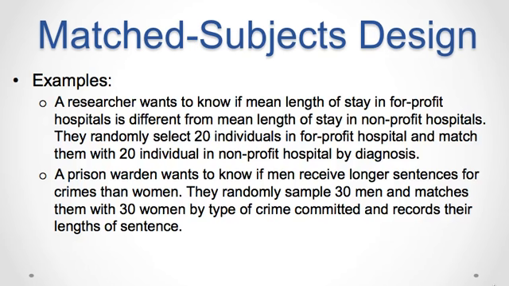Here are more examples of matched subjects designs. 1. A researcher wants to know if mean length of stay in for-profit hospitals is different from mean length of stay in non-profit hospitals. They randomly select 20 individuals in for-profit hospitals and match them with 20 individuals in non-profit hospitals by diagnosis. 2. A prison warden wants to know if men receive longer sentences for crimes than women. They randomly sample 30 men and match them with 30 women by type of crime committed and record their lengths of sentence.